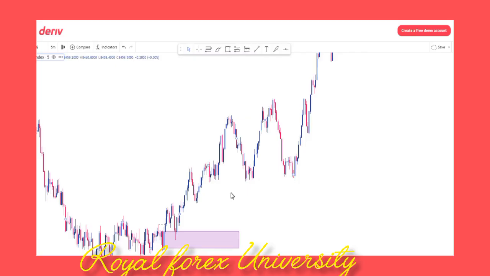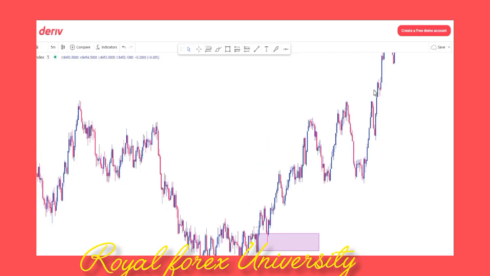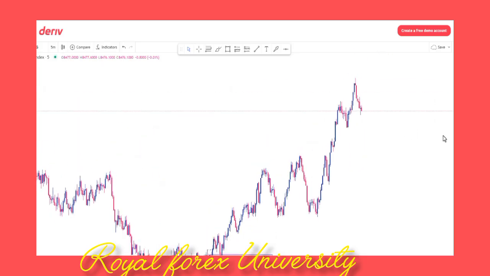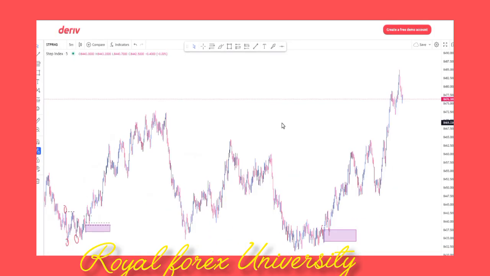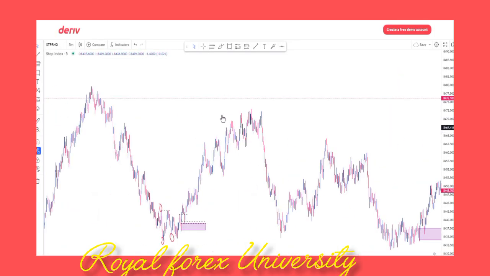I think this is enough for you to start trading synthetic indices, and make sure you do the top-down analysis with the higher time frame in view. As soon as you reach areas of liquidity, you exit. Make sure you do that repeatedly.